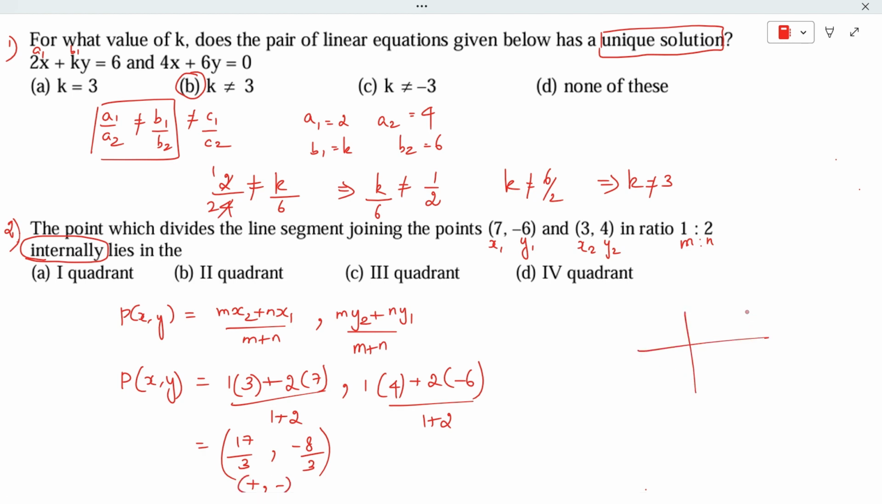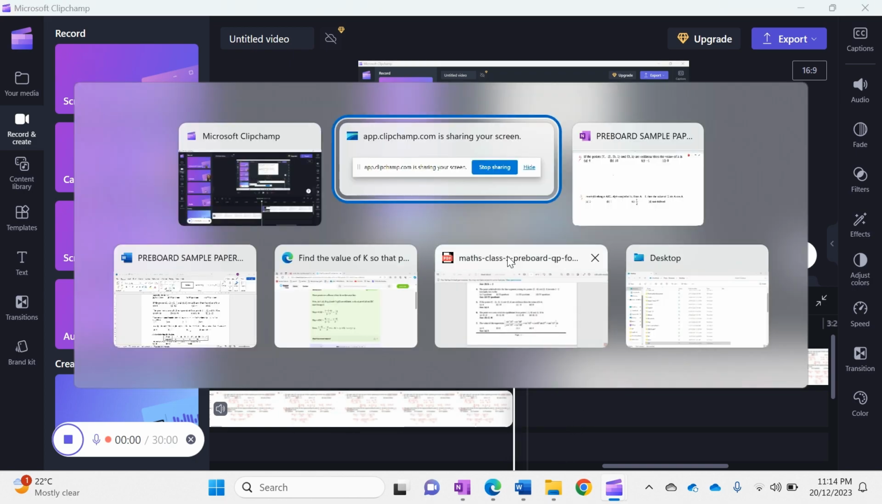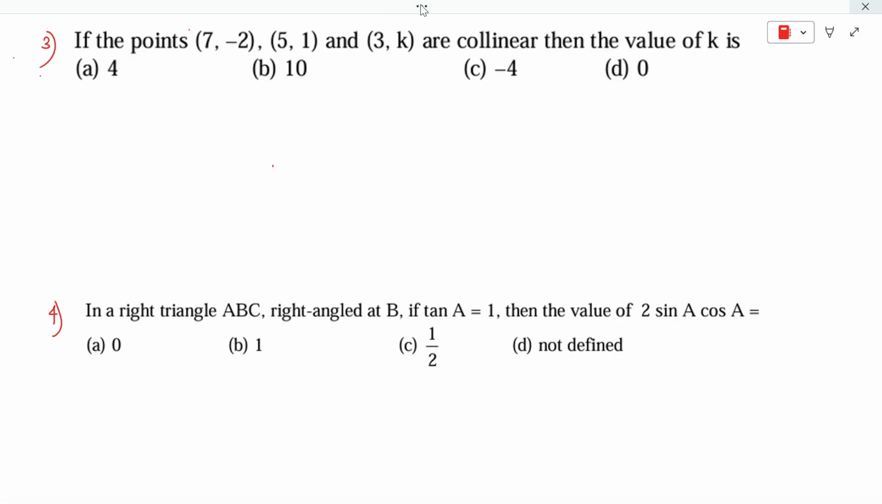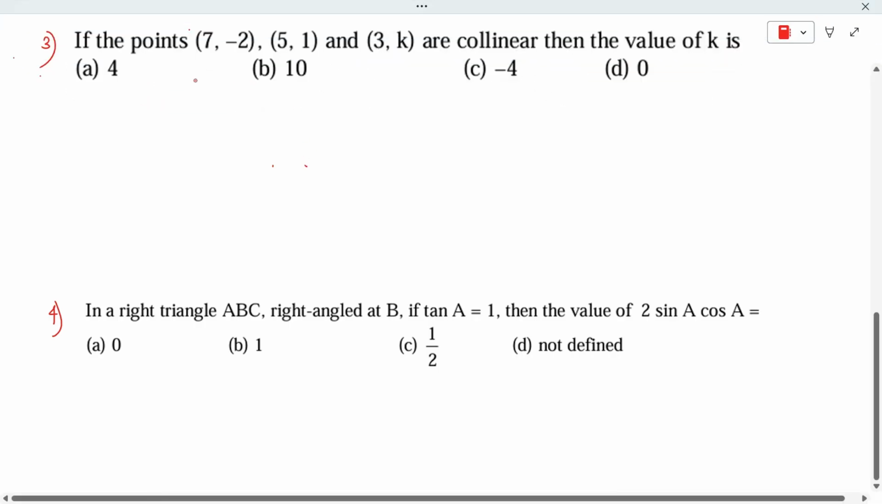Now draw the quadrants. In the first quadrant, both x and y are positive, isn't it? In the second quadrant, x is negative and y is positive. In the third quadrant, both the x and y coordinates are negative. In the fourth quadrant, x is positive and y is negative. So now you know the point lies in the fourth quadrant. So the option is D, fourth quadrant. Come to the next question.